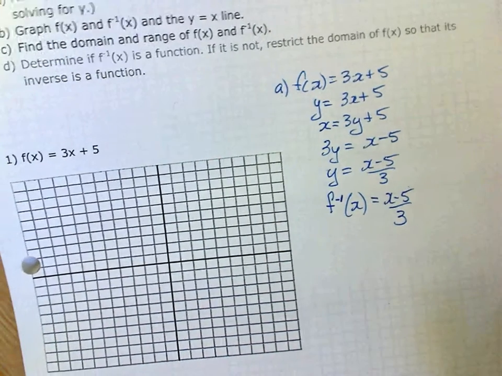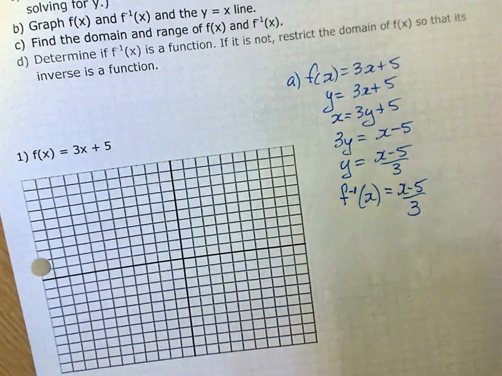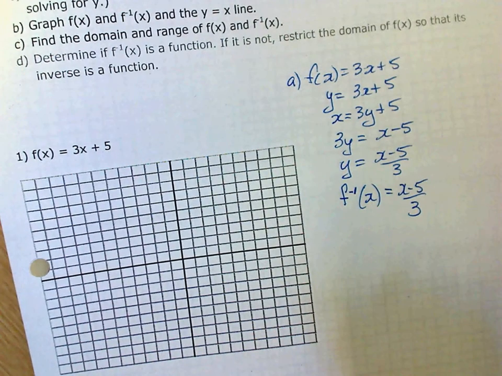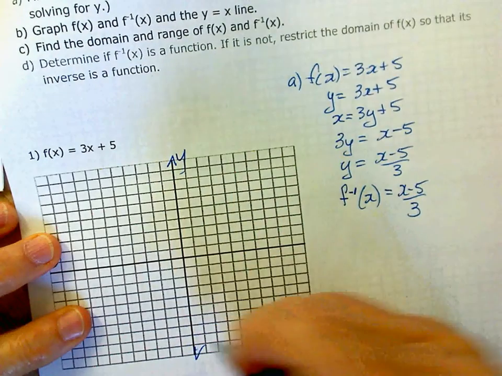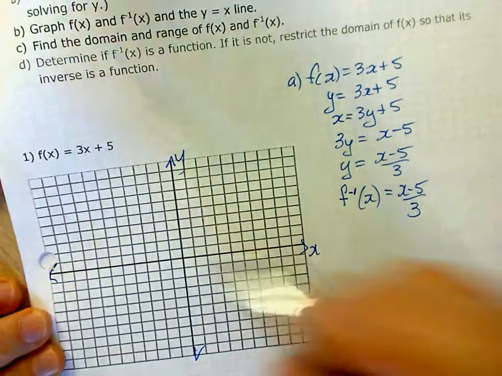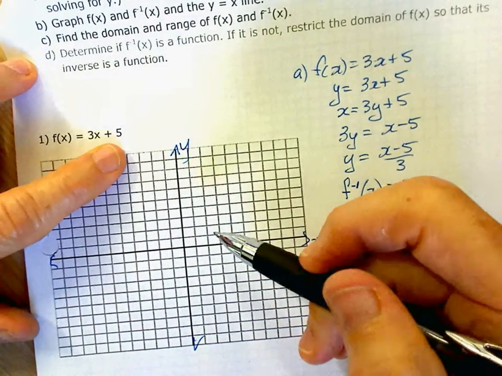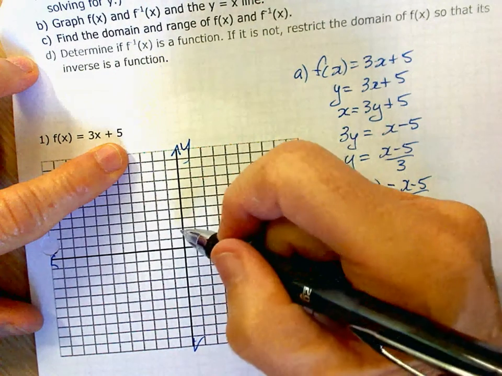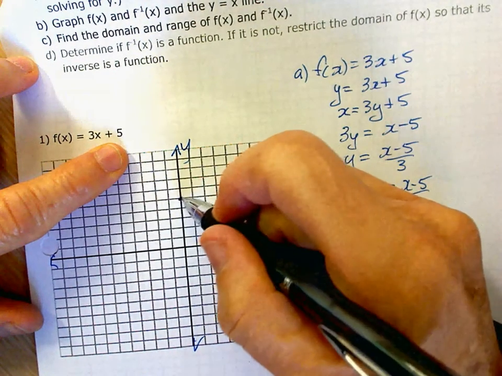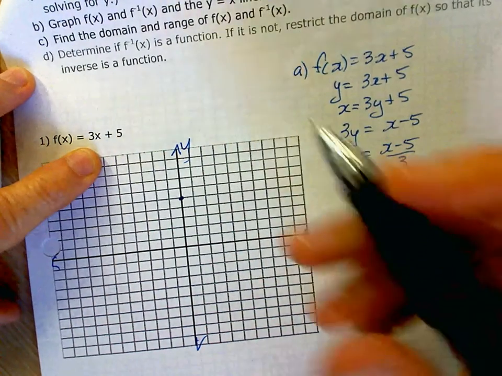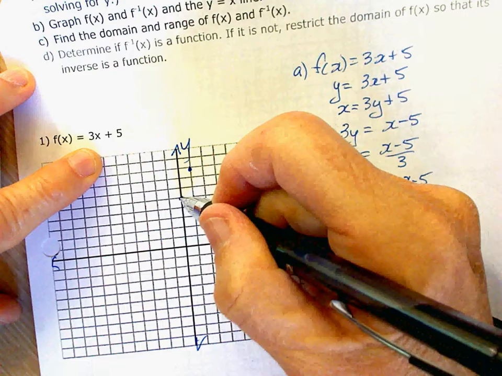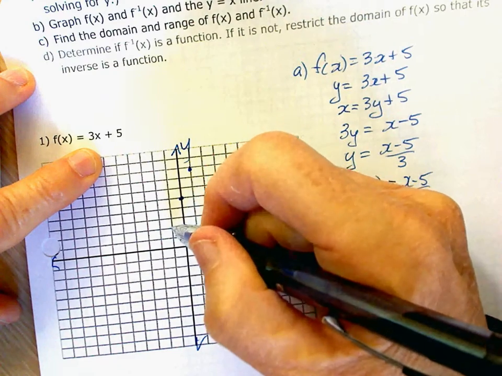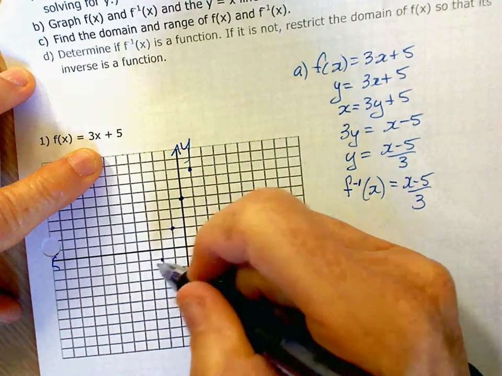Now they want us to graph f of x as well as its inverse and the y equals x line. Okay, so don't forget your arrows here. We know the y-intercept is 5, so 1, 2, 3, 4, 5. The slope is 3. For every 1 it goes over, it goes up 3. Every 1 it goes over to the left, it goes down 3. So let's just draw a few of those points, just like that.